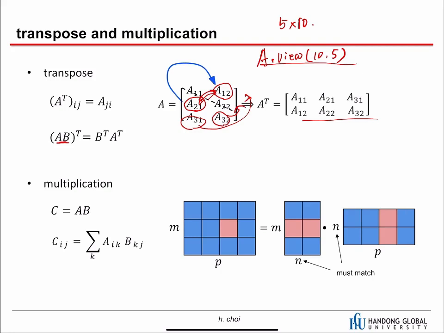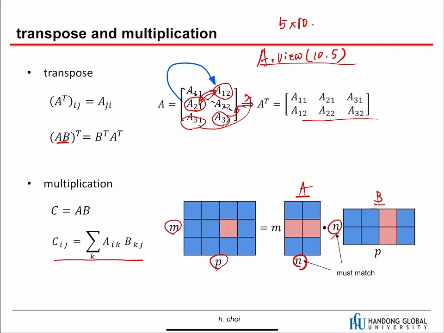The next one is multiplication. When we say matrix multiplication, it means this one. This one is A and this one is B. A times B can be calculated in this way. They might have different shapes, but they have to have the same number here and here. So the number of columns of A should be the same as the number of rows of matrix B. Then the result will be M by P here.